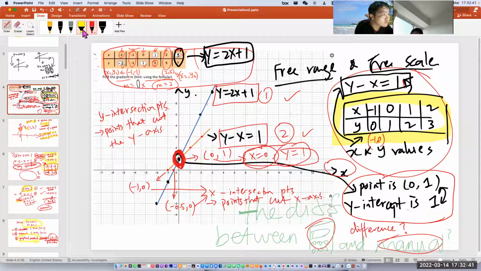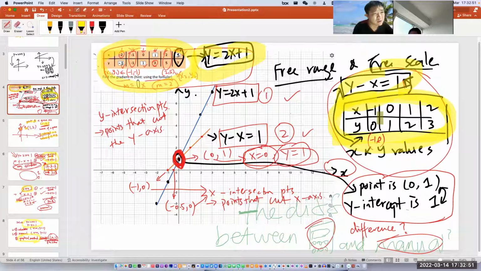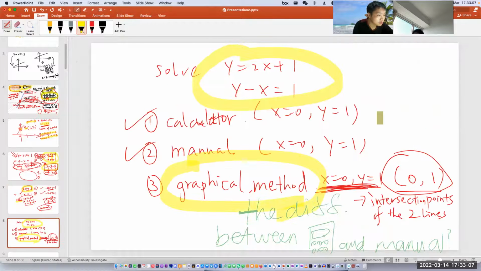Why? Because first, you need to create the first table for this, and then the second table for the second equation, and then later you need to draw it out. Troublesome, right? So how can this method have its value? I could have used the calculator and manual, and I can quickly get the answer out. Okay? So I'm going to talk about this in the second half of our lesson.